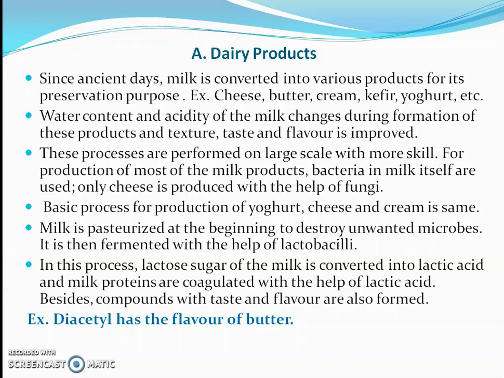What is happening? First it is pasteurized, then the sugar in the milk is converted to acid, that is lactic acid. And because of the production of acid, the proteins in the milk are coagulated and different products can be formed out of this coagulated milk. Besides, compounds to enhance the taste and flavor are also formed. For example, diacetyl is used to flavor butter.